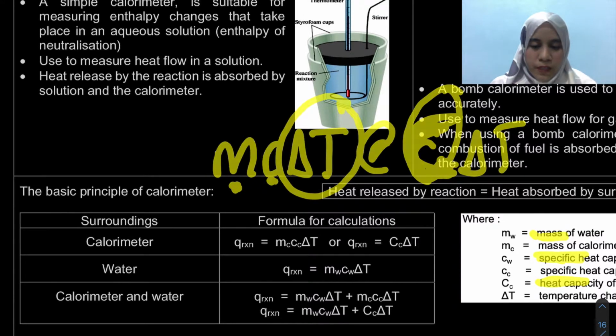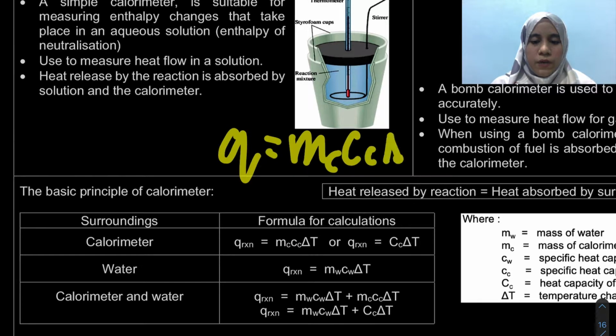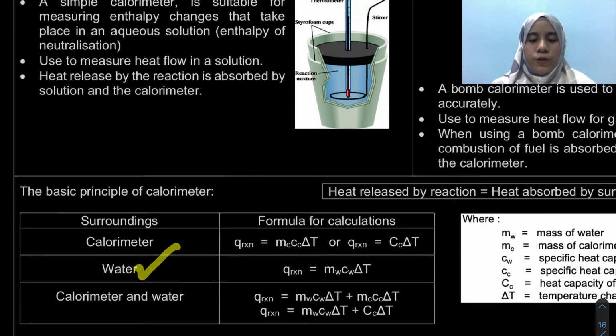Okay, so kenapa kat sini C? C denotes our calorimeter. So for the calorimeter, it could be MCAT or our CAT itself. How about if the surrounding is water? We will use Q equal to MCAT, but then M and C must be for water. For the case of water, we will always use MCAT, never CAT, sebab from the question itself, usually dia akan bagi the specific heat capacity and the mass of water. So for water, it will always be MCAT.